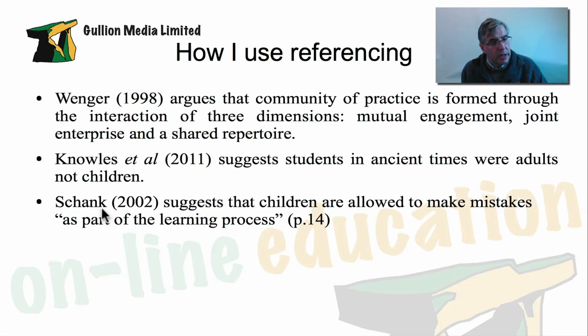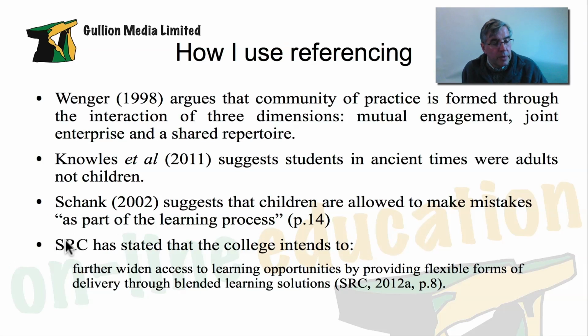Now this next one, I've included Shank, 2002, suggests that children are allowed to make mistakes as part of the learning process. So the first part, I've used Shank as part of my argument, so I put in brackets the year. He's the one making this suggestion. That's where the ideas come from. But I'm actually quoting 'as part of the learning process', so I've got it in quotation marks. And at the end, I've put the page number to where that quote actually comes from.